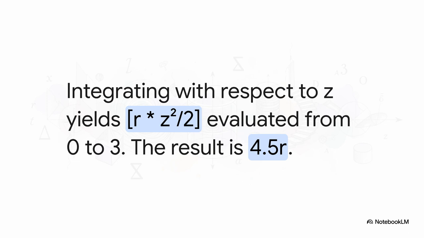At this point, we just pretend that r is a constant. The integral of z is z squared over 2. We plug in our bounds, 3 and 0, do the subtraction, and that leaves us with 4.5 times r. See? 1 layer down, 2 to go.